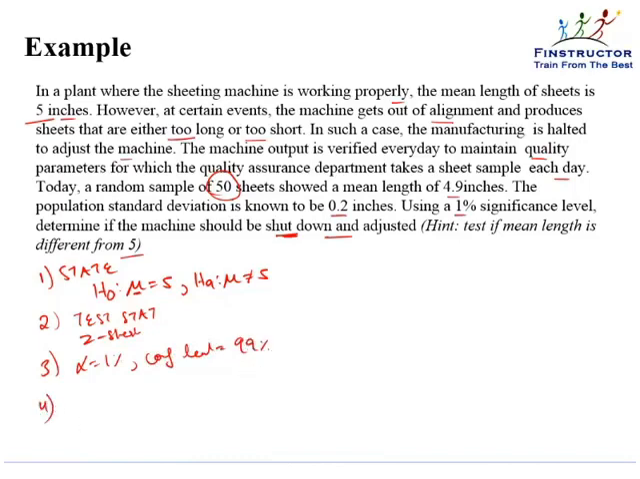Step 4 is to state the decision criteria. It's a two-tailed test. So for the 99% two-tailed test, if test statistic is greater than 2.58 or lesser than minus 2.58, then we should reject the null.